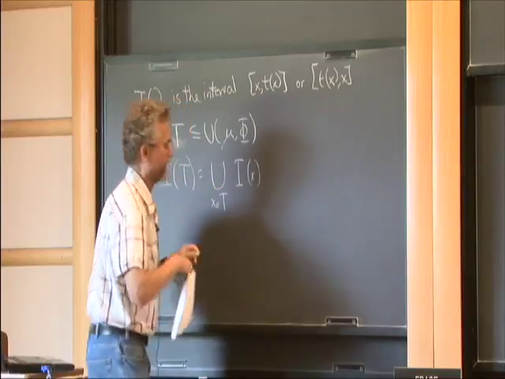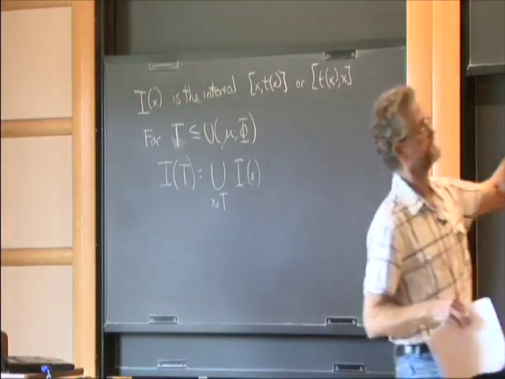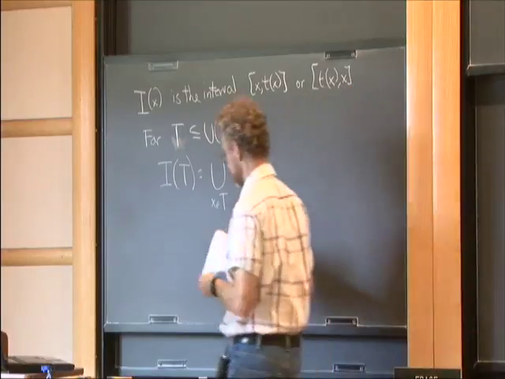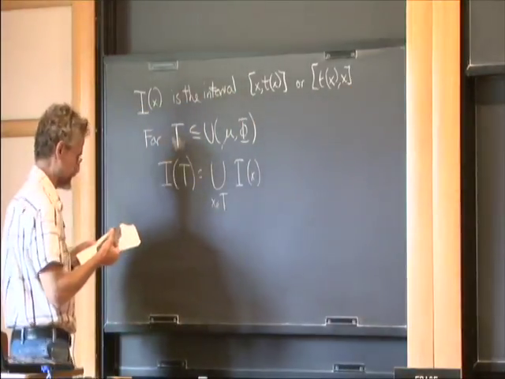Again, we have all these unsafe points, which are most of the points. For every unsafe point, we associate to it an interval which starts at that point or ends at that point. Those are the I of X's. And then I of T is just a natural notation.